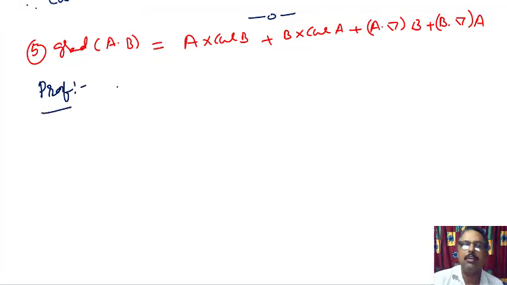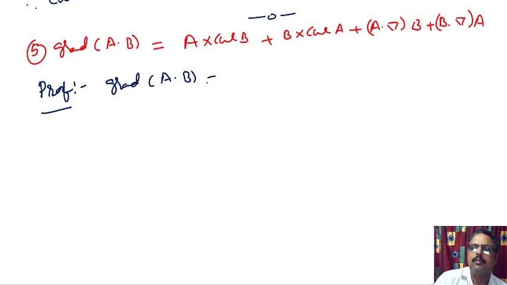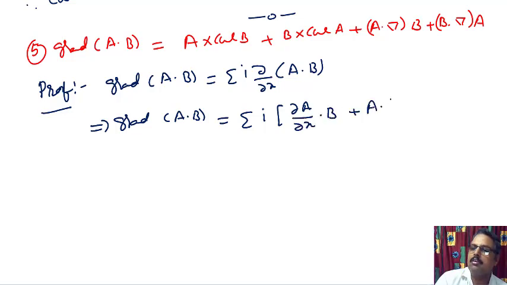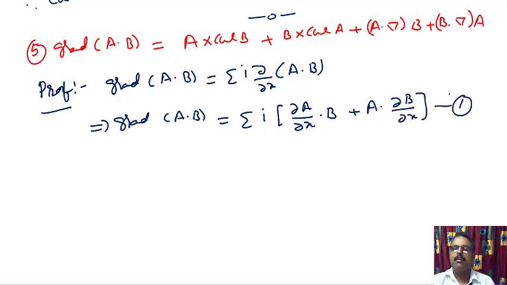First, the gradient of A dot B. Gradient means the ordinary product, sigma i ∂/∂x of A dot B. So what is the gradient of A dot B? Now using the UV formula, sigma i ∂A/∂x dot B plus A dot ∂B/∂x. I will call it equation 1. Gradient of A dot B equals sigma i ∂A/∂x dot B plus A dot ∂B/∂x. Okay.